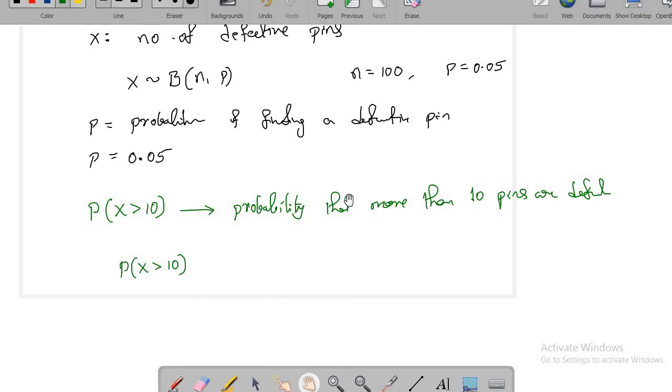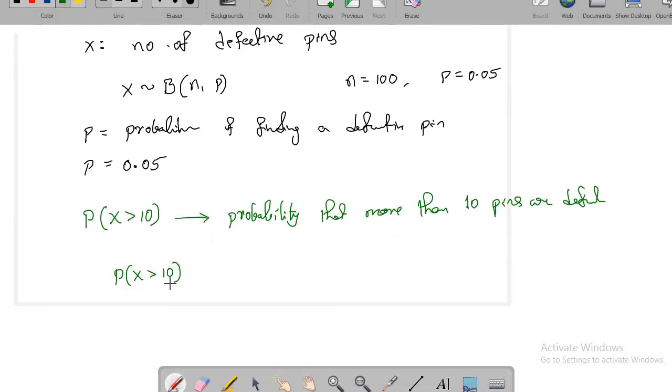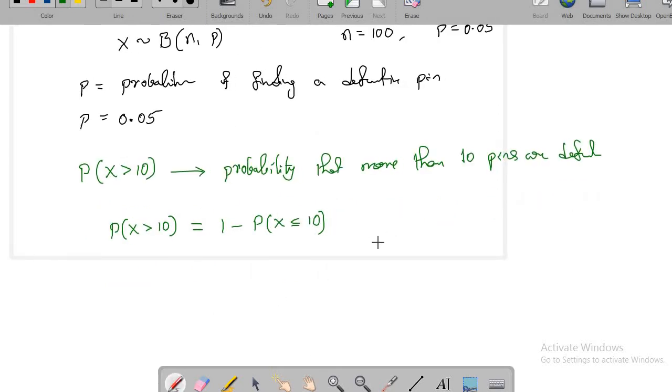But here, if you observe, n is actually 100. So if you want to calculate it, you need to take 11, 12, 13, 14, 15. You need to go till 100. There are many terms to write, right? But it's not good to go that way. So what we'll do is write it like this: from the properties of the probability mass function, we can write it as 1 minus the probability that X is less than or equal to 10. When you are dealing with discrete random variables, you should give importance to the equal to. If it is continuous, not an issue, but for discrete, you should take care of it.